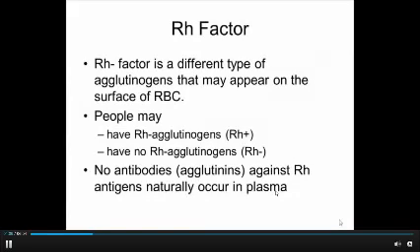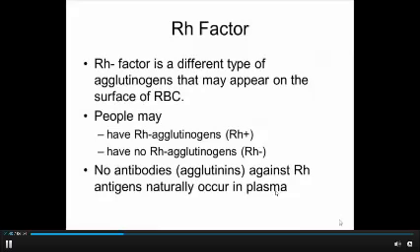So people either have Rh agglutinogens on the surface of their red blood cells, and then we call them Rh positive, or they do not carry any of those agglutinogens, and then we call them Rh negative. Now, don't worry, that does not mean that their red blood cells do not have any cellular markers. We carry multiple different types. It's just one of many for the immune system to recognize your red blood cells as self.